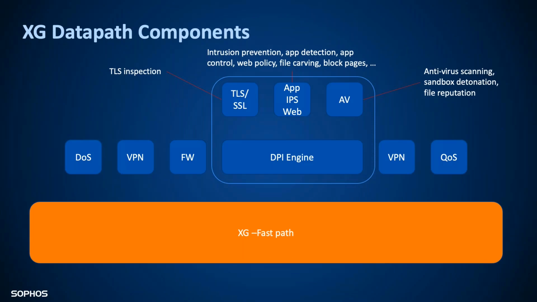And the DPI engine here has all the bells and whistles that are needed for the security services. It contains data plane logic that inspects any traffic from layer 4 or higher.